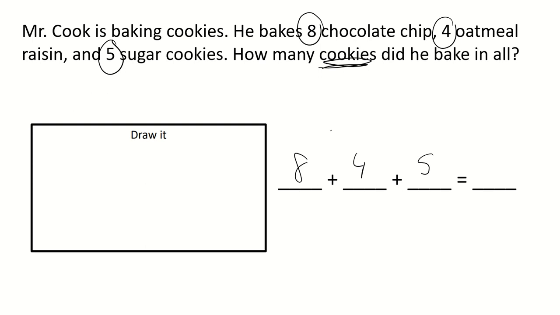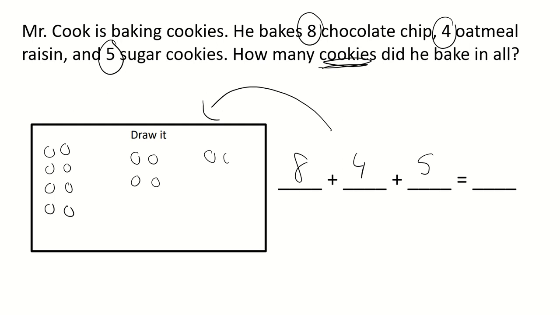So after we have this done, we go over and draw it. Because remember, it's super important that you guys are drawing all your work out so you can go back and check it. The first one I need to draw is 8. So I have 1, 2, 3, 4, 5, 6, 7, 8. Then I have 4: 1, 2, 3, 4. And the last one is 5: 1, 2, 3, 4, 5.